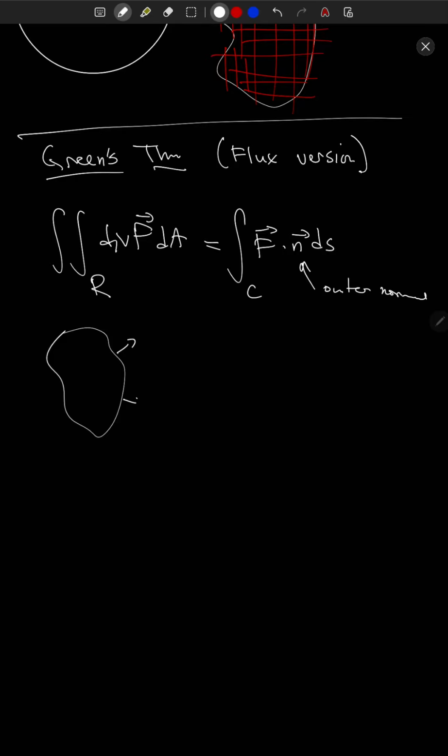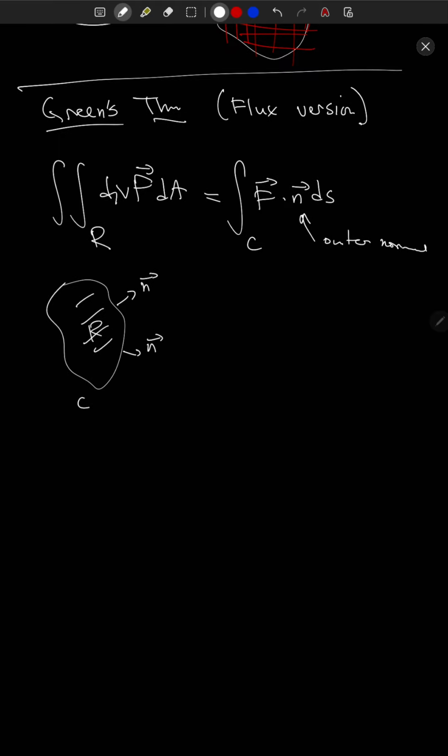So the outer normal is like this. This is our region. This is our C. And again, what is the divergence of f? More literally, it's dp dx plus dq dy.